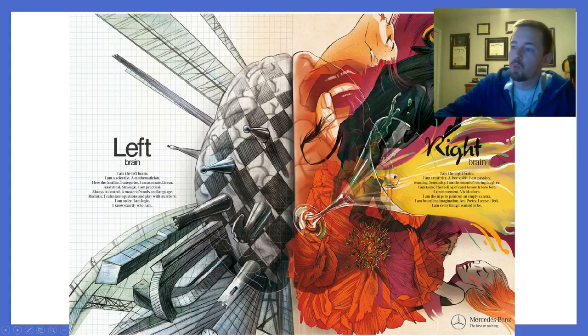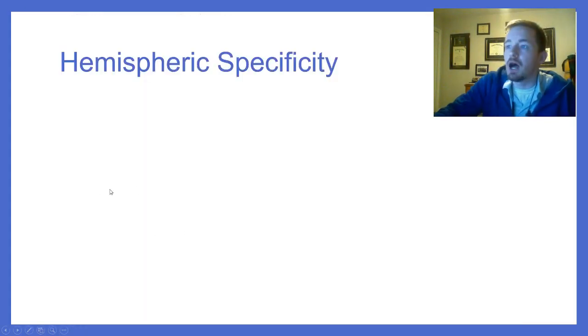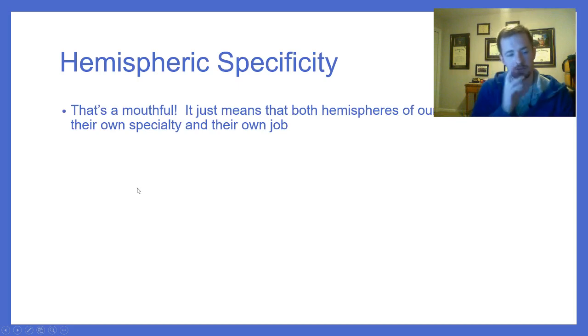But let's look at why this is a conception, why this is something that is perceived in our research. So this notion that certain hemispheres do different things is what's called hemispheric specificity. And I know that's a mouthful. Basically what it means is that the different hemispheres of our brains do different things. They handle their own types of information. They have their own jobs. They have their own roles.